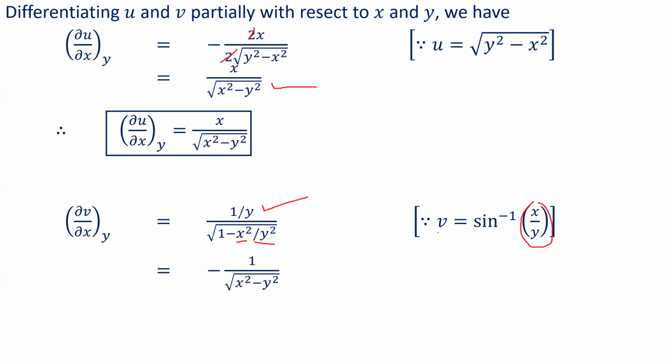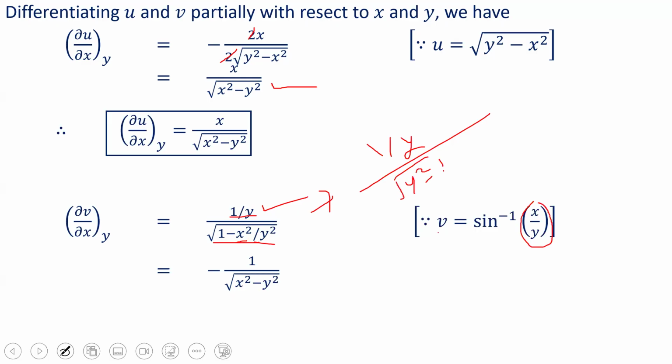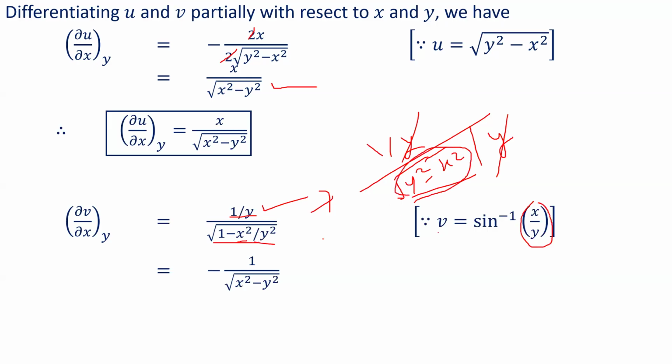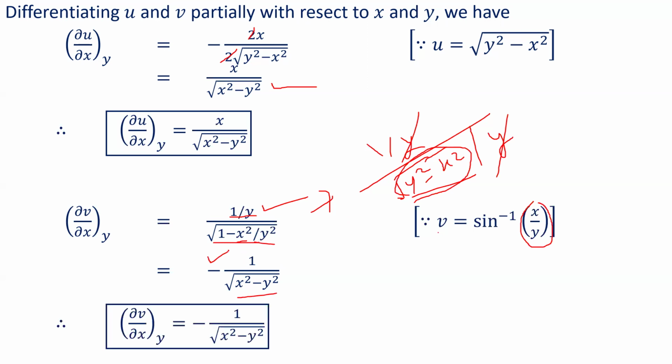Now if we simplify it, taking the LCM, it is y square minus x square upon y. So this y goes to the numerator. This can be written as 1 upon y whole divided by root over y square minus x square and whole divided by y. So this y and y will cancel, and we have 1 upon root over y square minus x square. Since we have to change y square minus x square to x square minus y square, we have to take the minus sign outside. So this is the partial derivative of v with respect to x when y is constant.